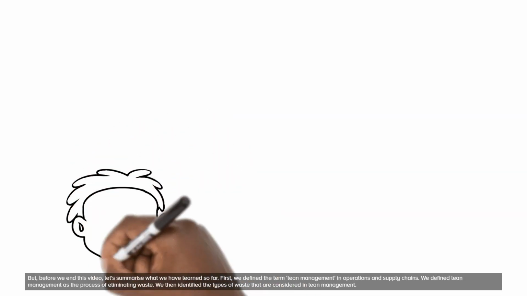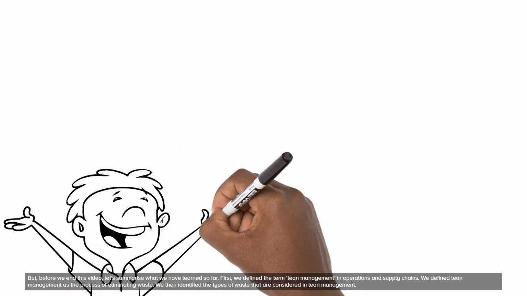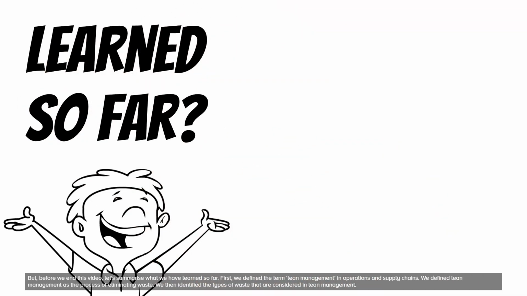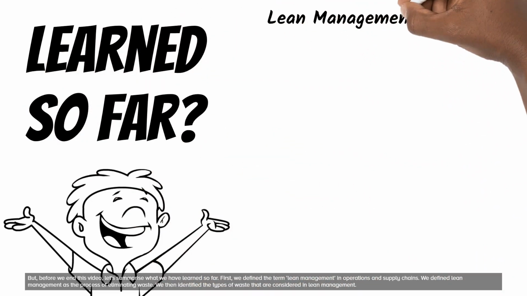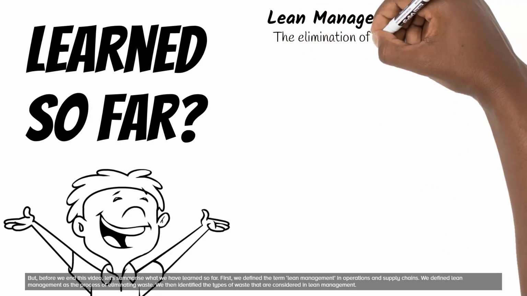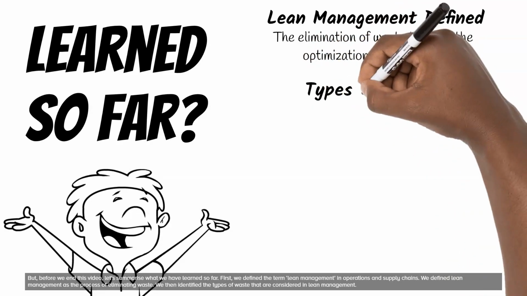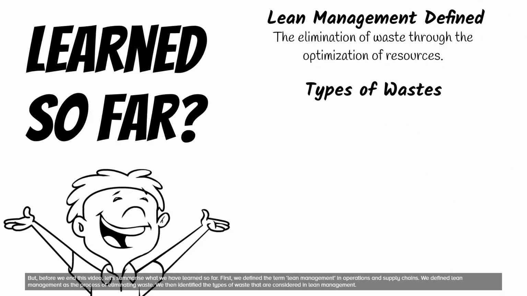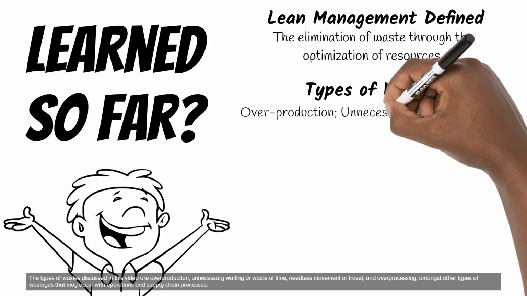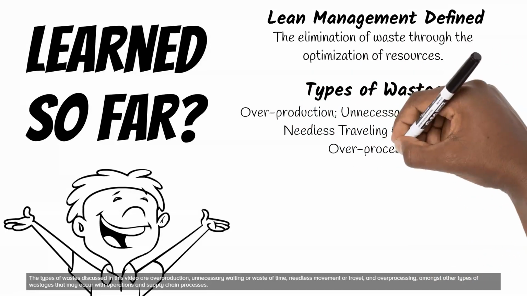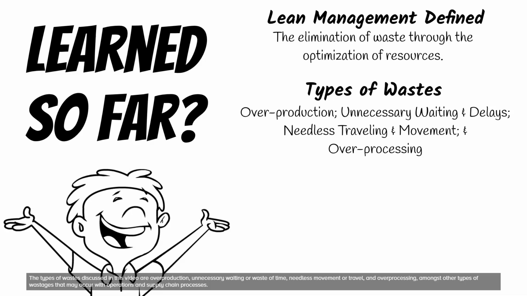But before we end this video, let's summarize what we have learned so far. First, we defined the term lean management in operations and supply chains. We defined lean management as the process of eliminating waste. We then identified the types of waste that are considered in lean management. The types of wastes discussed in this video are overproduction, unnecessary waiting or waste of time, needless movement or travel, and overprocessing, amongst other types of wastages that may occur with operations and supply chain processes.